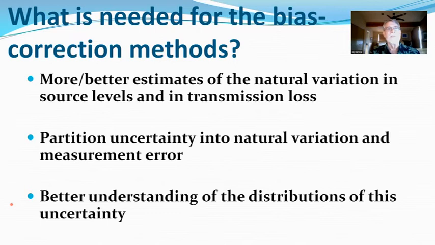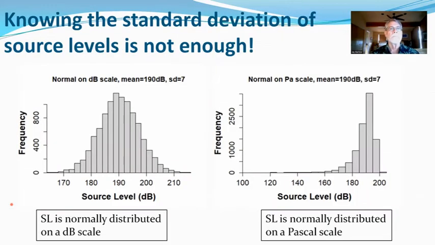What then is needed for these bias correction methods? What we need is more and better estimates of the natural variation in source levels and in transmission loss. We need to be able to partition uncertainty into natural variation and measurement error. Brian Miller and his co-authors were not able to do that, but that's very important in propagating the errors through to uncertainty in estimates of density and abundance. And we need a better understanding of the distributions of this uncertainty, which I'll show here.